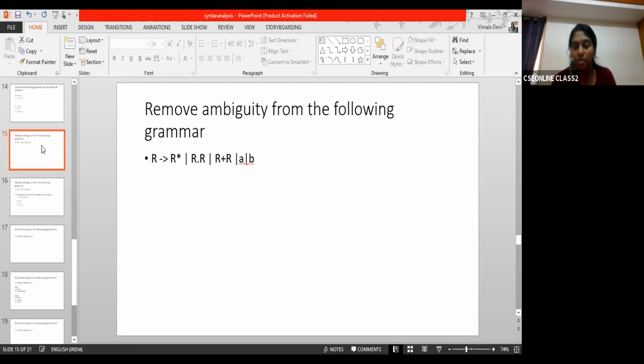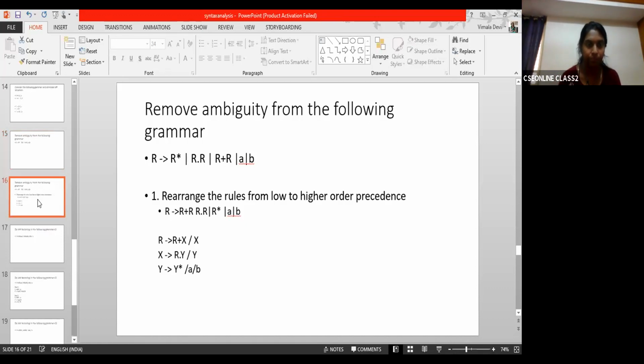Next is precedence. When you consider the precedence, which has the highest precedence here? Kleene closure, the star operator, has the highest precedence. Then comes the dot operator, or the concatenation operator. And finally comes the union operator. Okay, now let me tell you how to solve it. So the question is here.